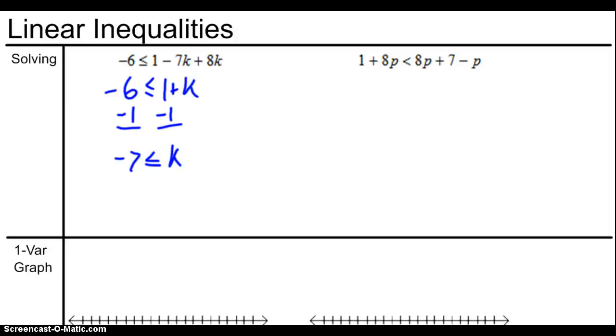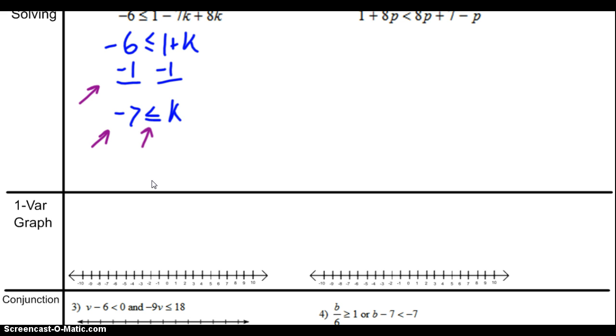When we look at this first problem that I've solved, the important thing to note is that I never divided or multiplied by a negative number. I did subtract 1 from both sides, but that's not going to cause me to change the direction of my inequality. So I have negative 7 is less than or equal to k. So that means that if I go down to my number line, I can go to negative 7, put a filled in dot, right, to show that I could put in negative 7 for k, or I could put in any numbers where k is greater than that. So, greater than negative 7 would be this way, and I'll draw my arrow there to show that all the numbers greater than negative 7 would work.